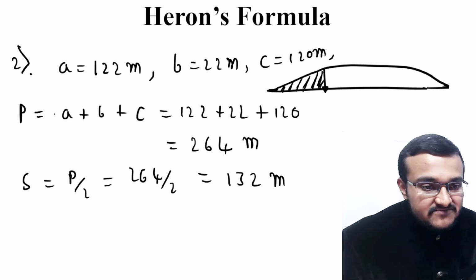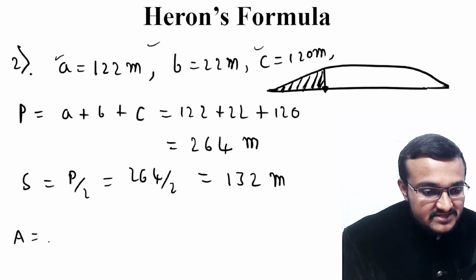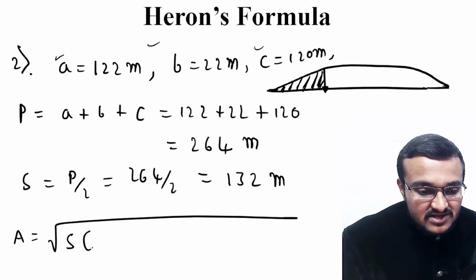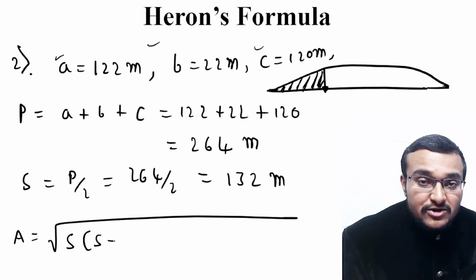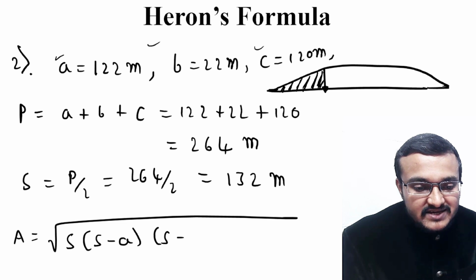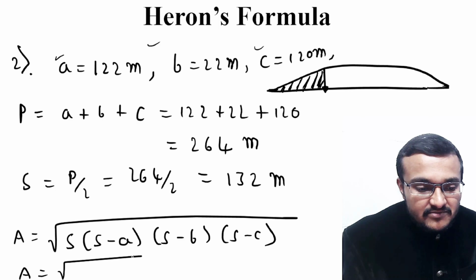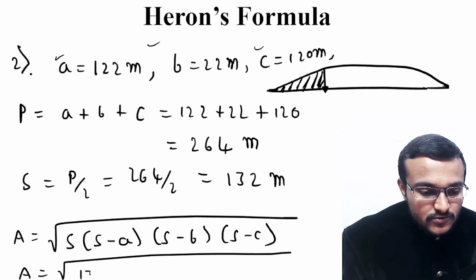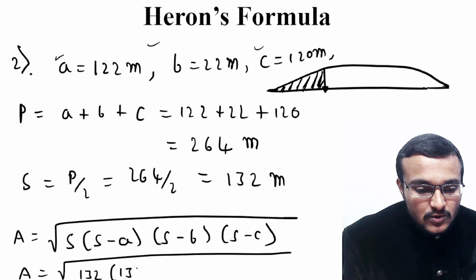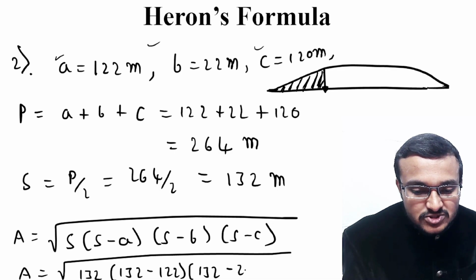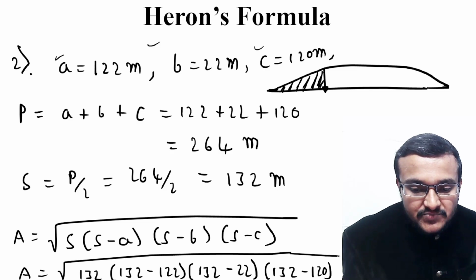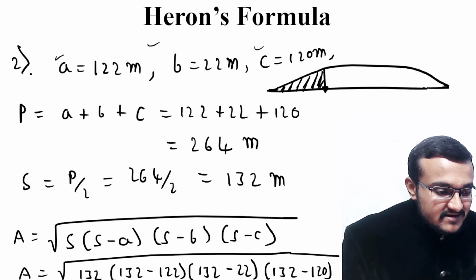So now we have got S, we have got a, b and c. Now we will calculate the area of this space. So that is in triangular shape, so we can use Heron's formula. So square root of S into S minus a into S minus b into S minus c. So area will be equal to, S is 132. So S is 132. 132 minus a is 122. 132 minus b is 22. 132 minus c is 120. So now we can calculate this.